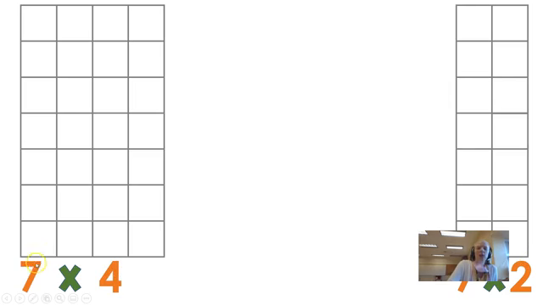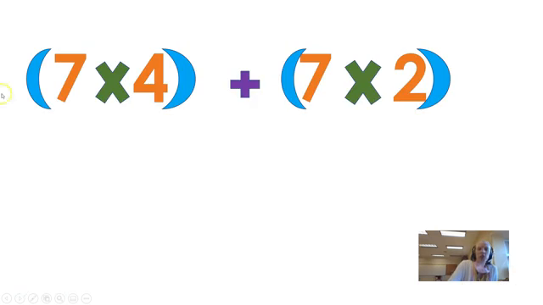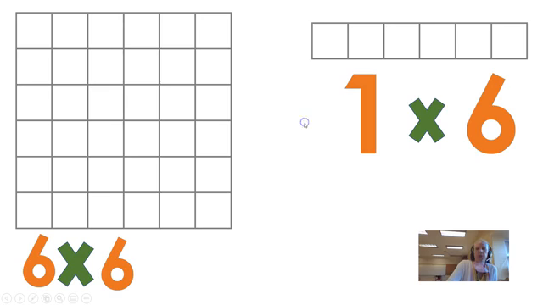Okay, so I broke this up into 7 times 4 and 7 times 2. This is the distributive property. 7 times 4 is 28. 7 times 2 is 14. If I were to add 28 and 14, I would get 42.